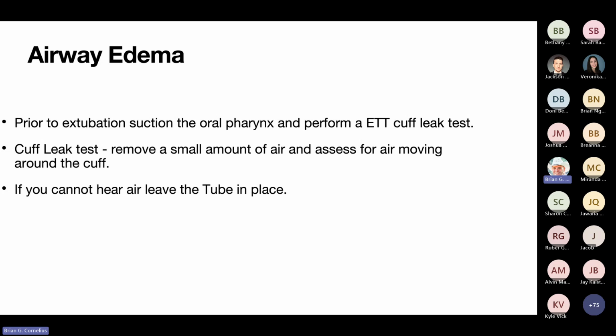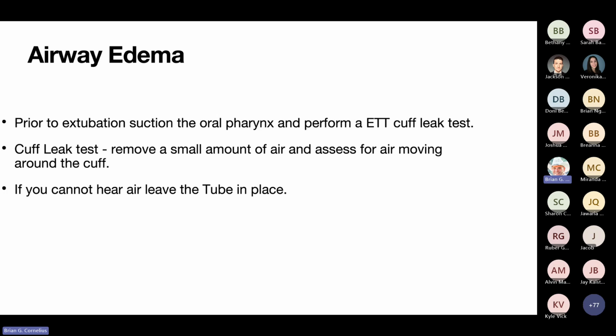So what are we going to do to kind of evaluate things? You can go in with a fiber optic scope and look around the cuff, but usually what we do is just a leak test. We're going to make sure that we've suctioned them to be dry, and then we're going to drop that cuff down. And when we do that, we want to make sure that we're able to hear air moving around the cuff. Sometimes you can just hear that with your ears. Sometimes you have to put your stethoscope around their mouth to be able to hear it.